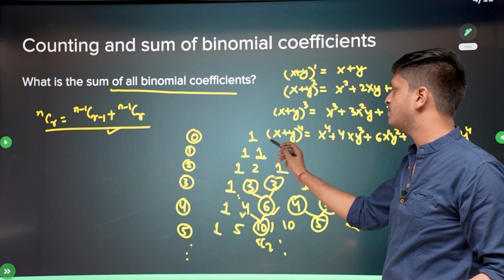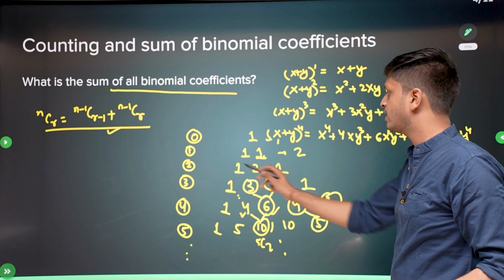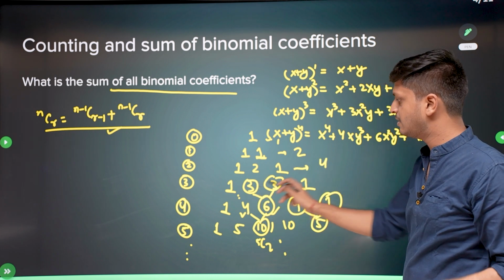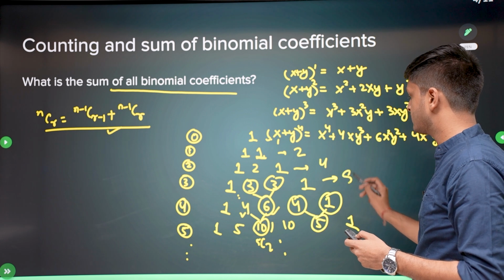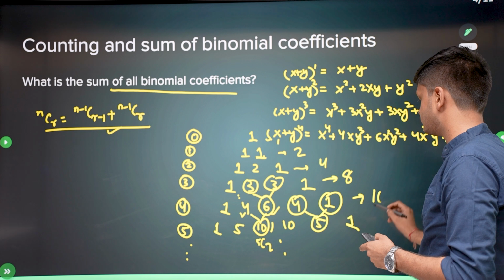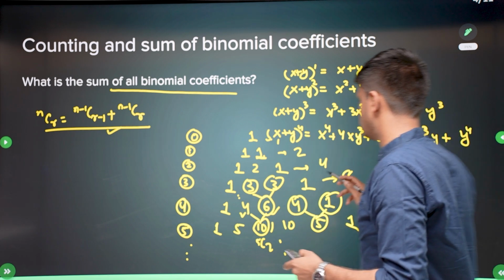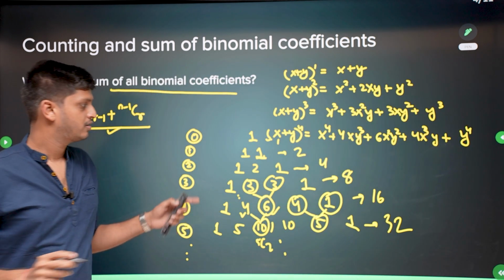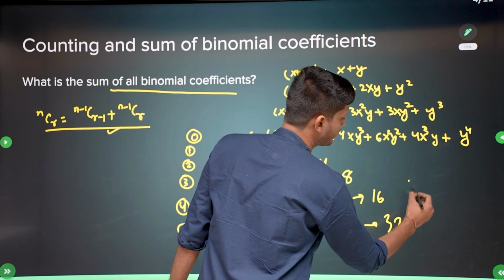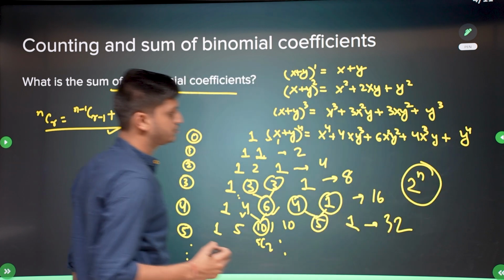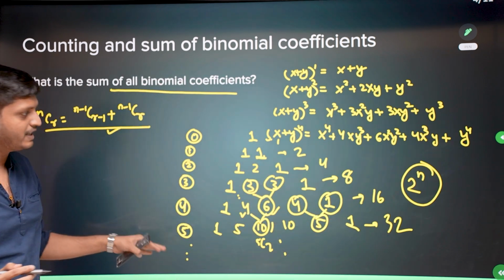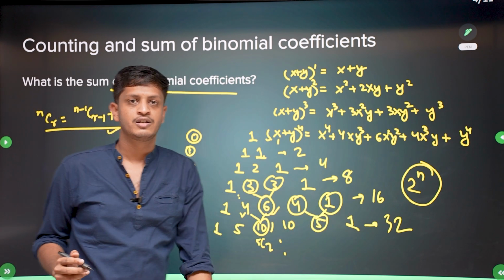So for n equal to 0 the sum is 1. For n equal to 1 the sum is 2. For n equal to 2 the sum is 1 plus 2 plus 1, which is 4. For n equal to 3 the sum is 1 plus 3 plus 3 plus 1, which is 8. For n equal to 4 the sum is 1 plus 4 plus 6 plus 4 plus 1, which is 16. Then 32. You see a pattern here. For any n, the sum of all binomial coefficients is always 2 to the power n. For n equal to 0 it is 1, for n equal to 1 it is 2, then 4, 8, 16, 32.